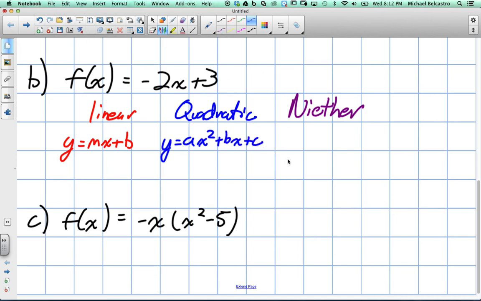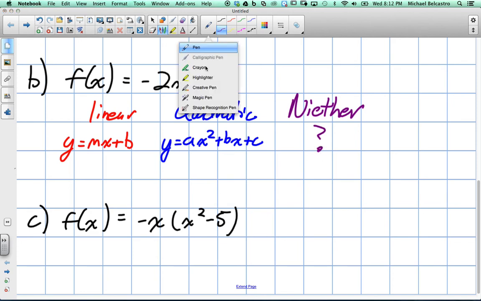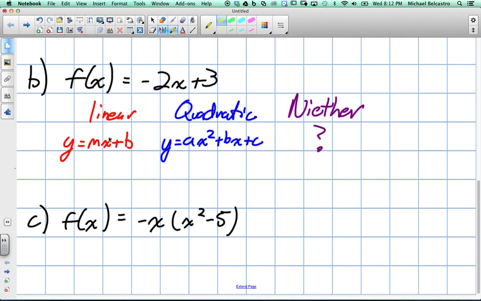And neither is anything but those, right? So anything but. So it could be a whole bunch of them. The key of these is for a linear one, the x is technically to the power of 1. There's nothing there, we don't write it in, but if there's nothing there, it represents the number 1. So anytime the highest variable's power is 1, that means we have a linear equation.